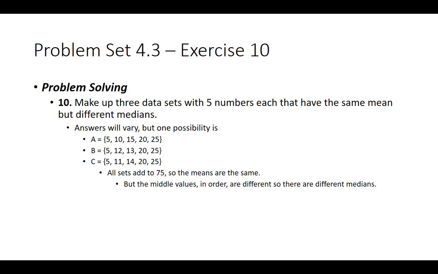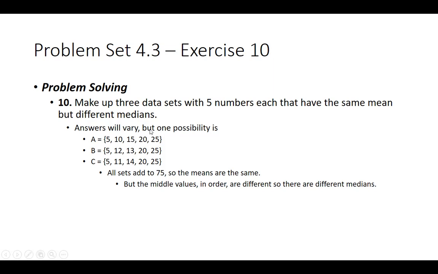So one possibility is we create one that's 5, 10, 15, 20, 25, and we make sure that the middle number is different for B and different for C. So I have 13 as the middle number for B. I have 14 as the middle number for C. 15, 13, and 14 would be the medians, so they're all different.